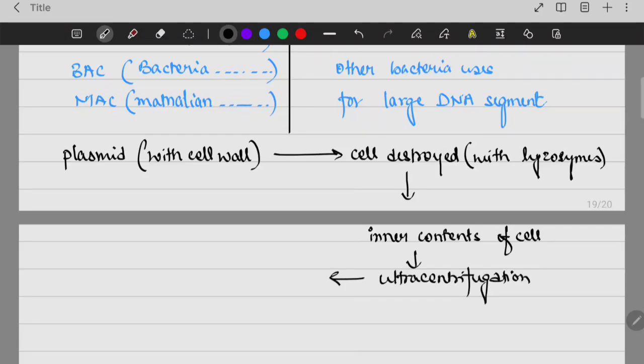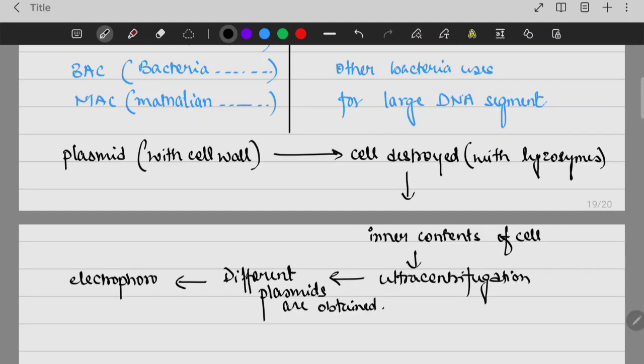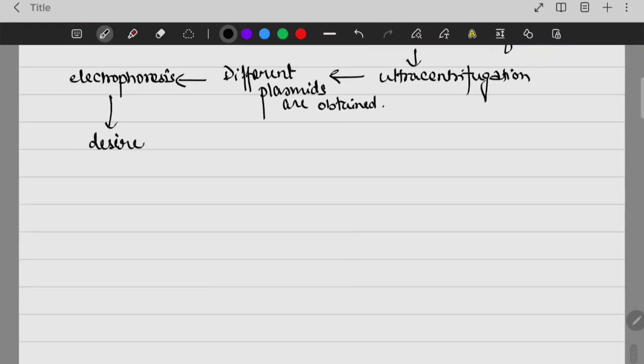After ultracentrifugation, the different plasmids are obtained. Okay, we do the electrophoresis and the desired plasmid is obtained.